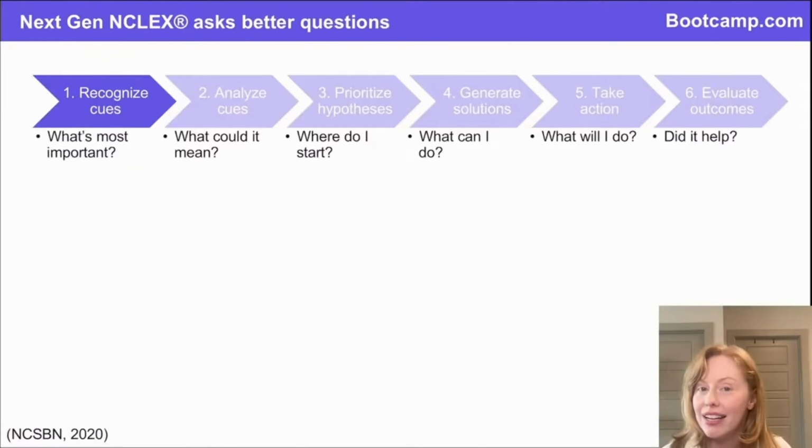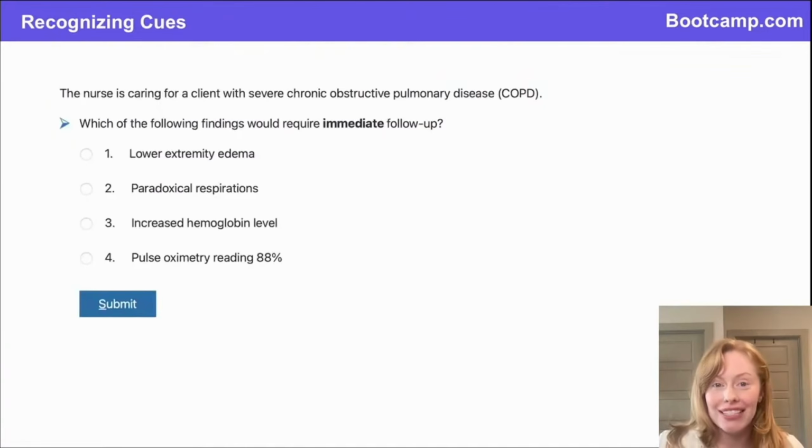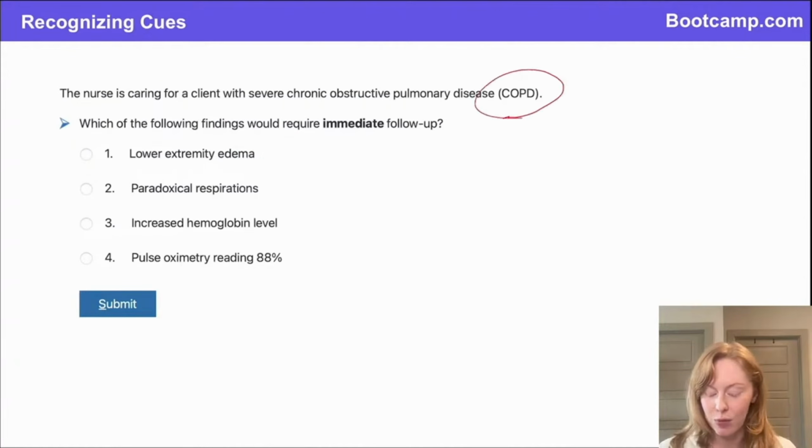All right, so first, recognizing cues or figuring out what's most important here. And so we've got this sample question to look at. The nurse is caring for a client with severe COPD. Which of the following findings would require immediate follow-up?